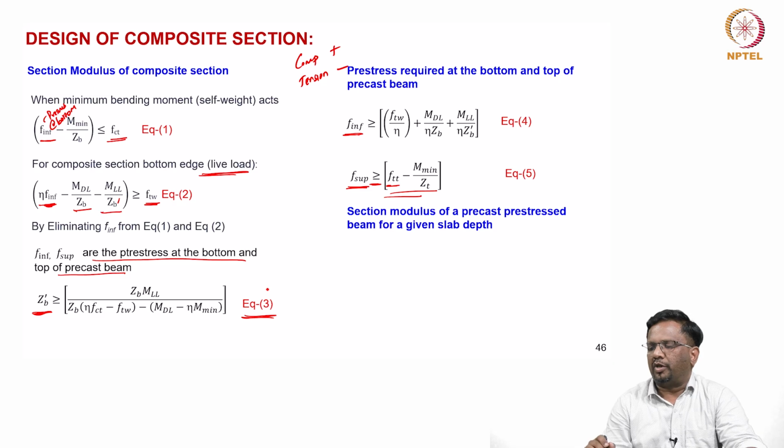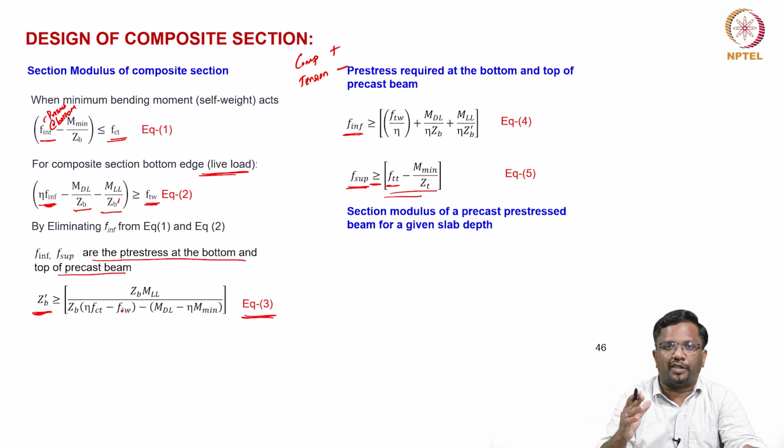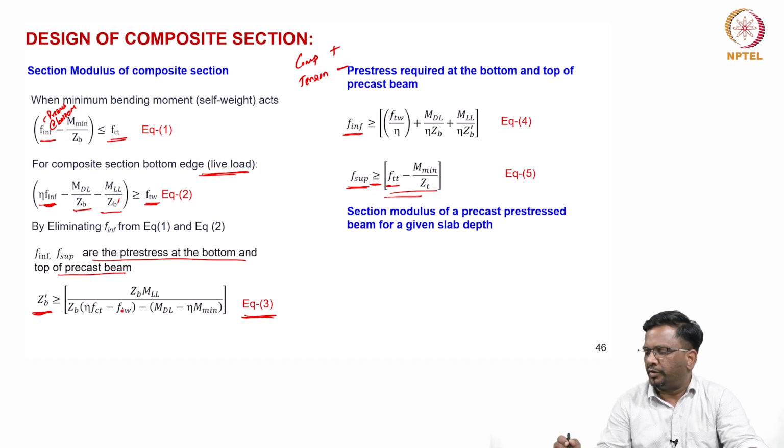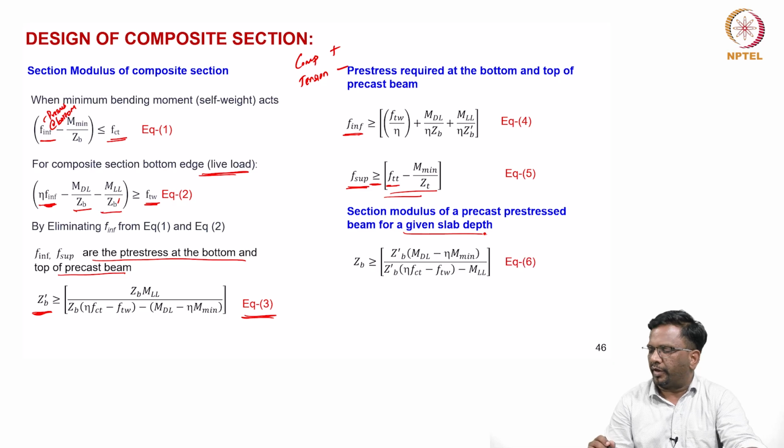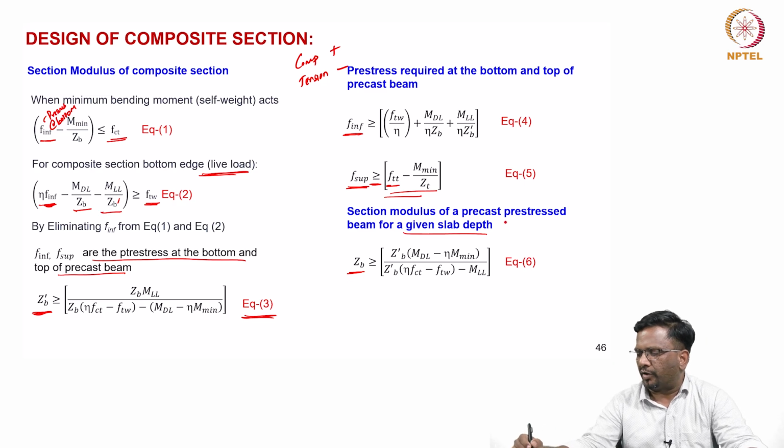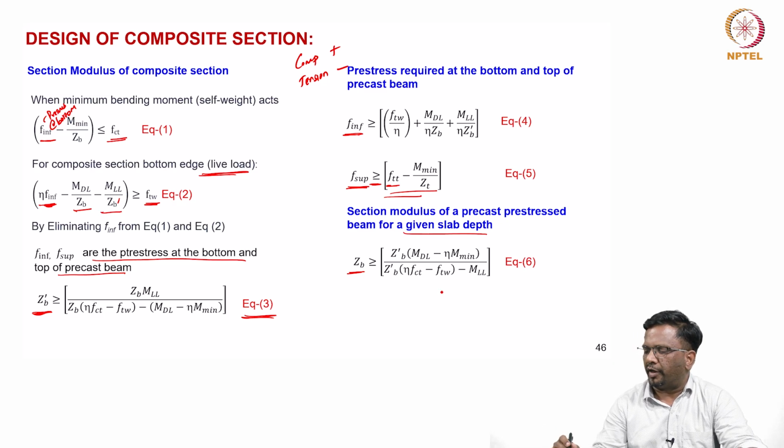Now what is the section modulus for the precast pre-stress beam for a given slab depth? This is what we have seen. We are finding the section modulus of the precast element, right? Now what is the section modulus once your slab depth is fixed? If slab depth is fixed, ZB, you can see this is only for precast, not for the composite section, right? So this again can be derived in a very simple form, in terms of the dead load moment and the minimum moment coming from the precast beam dead load, and considering the allowable stresses in concrete at transfer and working, then you can derive this expression for your ZB, right?